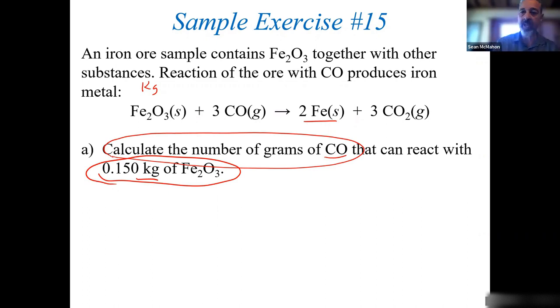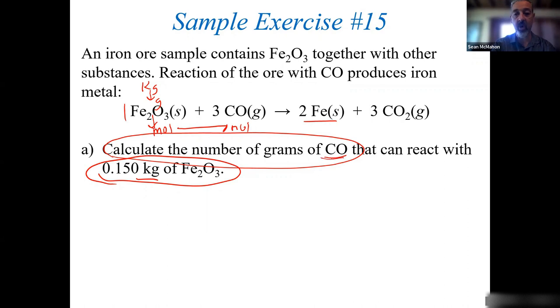Moles. How am I going to do that? Well, I'm going to convert kilograms to grams. How? The metric system. I'm going to convert grams to moles. How? Molar mass, periodic table. I'm going to convert moles to moles. How? Mole ratio. There's 1 mole of iron 3 oxide to 3 moles of CO.